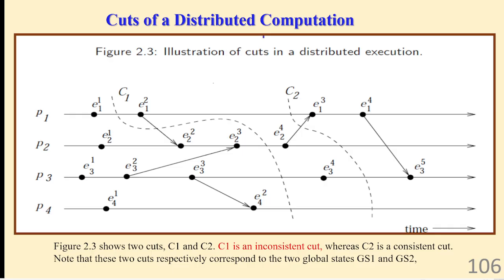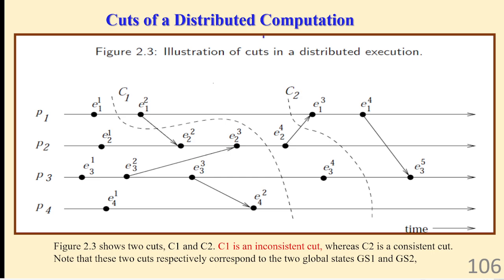As you can see, there are four processes: P1, P2, P3, P4. Look at process P1. What are the events? E1, E2, E3, E4. The subscript mentions that this event belongs to process P1, and the superscript 1, 2, 3, 4 is the number of the event. Now, we know what causal ordering is. Event 1 occurs first, only then event 2 occurs, then event 3, then event 4. That linear ordering is preserved.